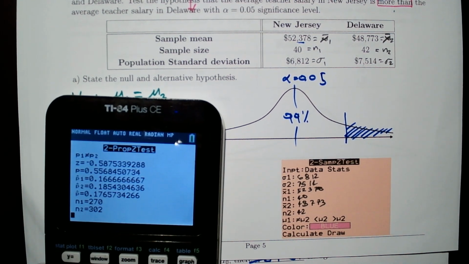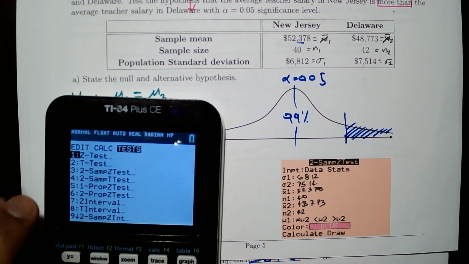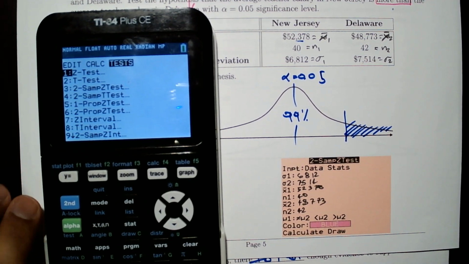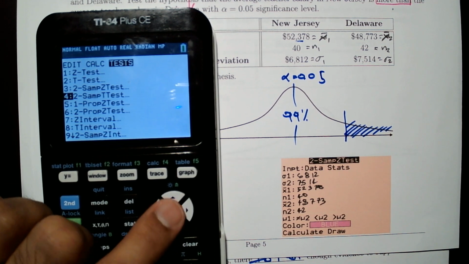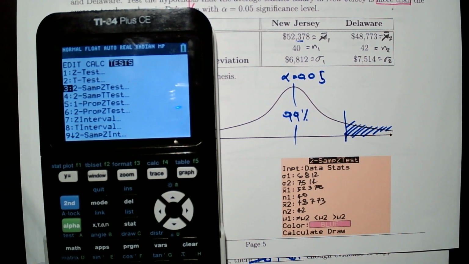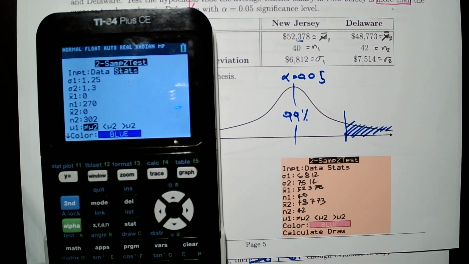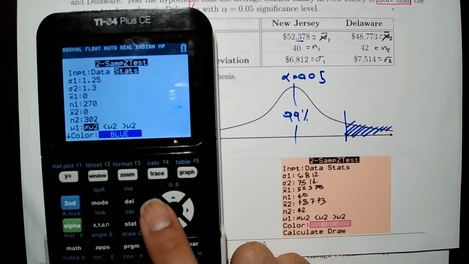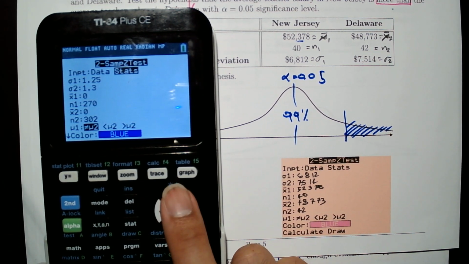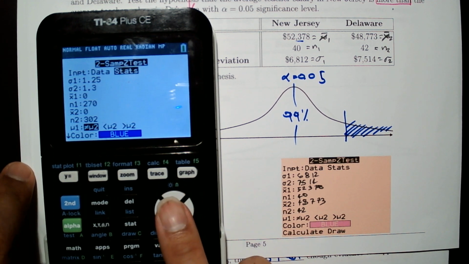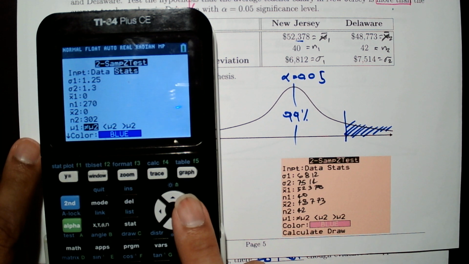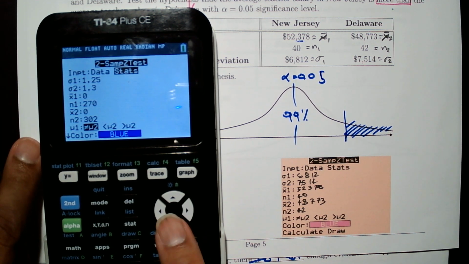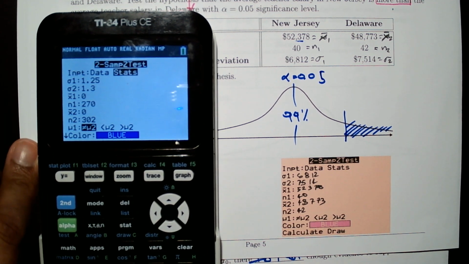Let's see. So we're going to go again to stat, test, and that's going to be 2-SampZTest. I mean z-test, yes, the third option. So in this case, let's introduce stats. Notice you will have an option for data or for stats. If you use data, that's when you put all your data in L1 or something, but in this case, we already know the stats.